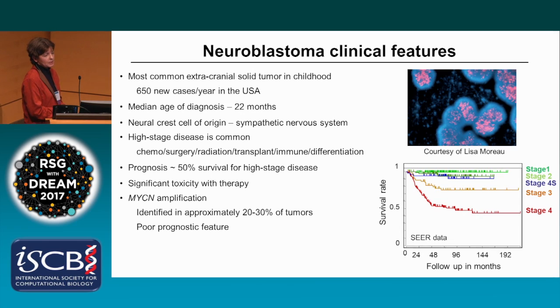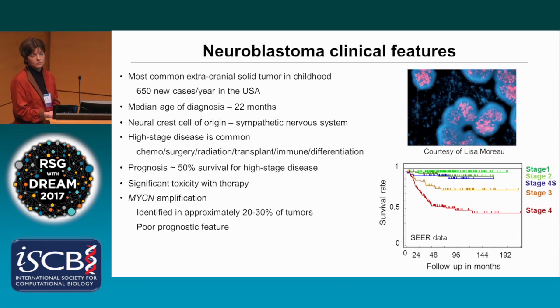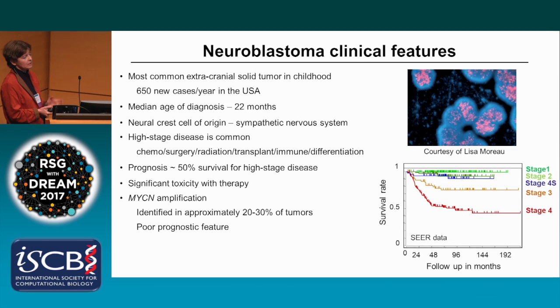We chose it because neuroblastoma is one of the most aggressive tumors in children, and it is the most common extracranial solid tumor in childhood. There are about 600 to 700 new cases per year. It occurs in young children. The median age of diagnosis is 22 months. The cell of origin for this disease is known. It's a neural crest cell. And you can see in the image here how neuroblastoma tumor cells look. They have some rosettes inside.